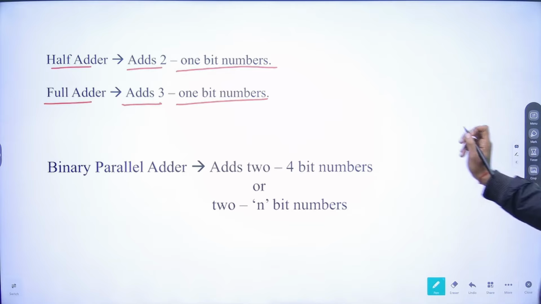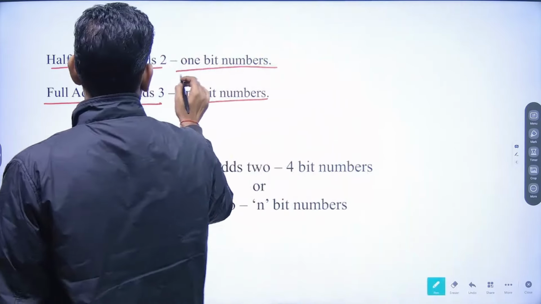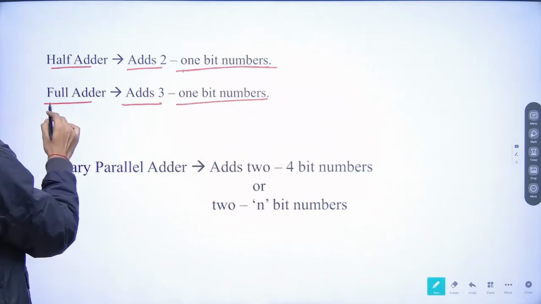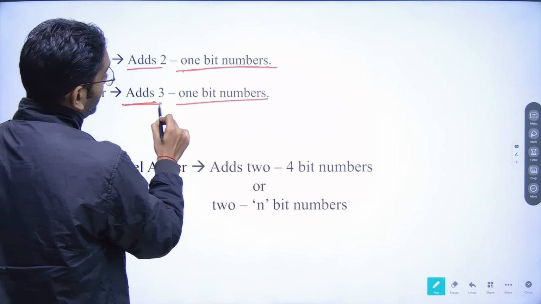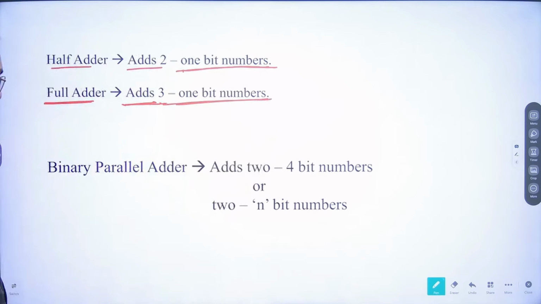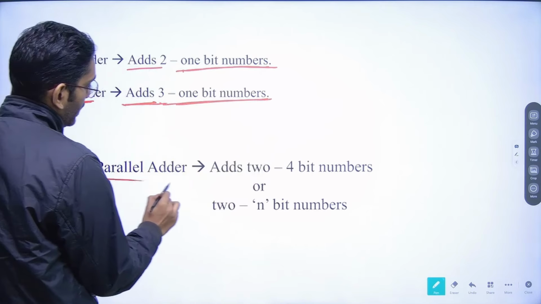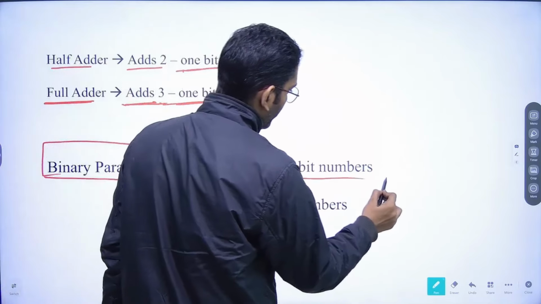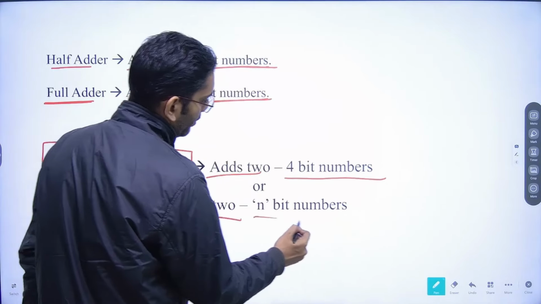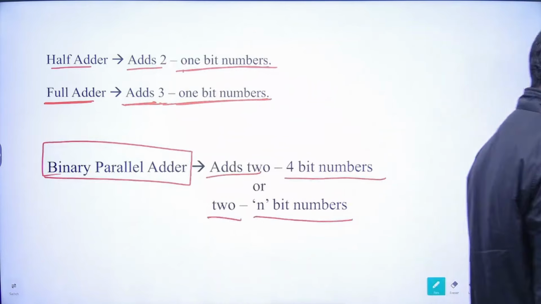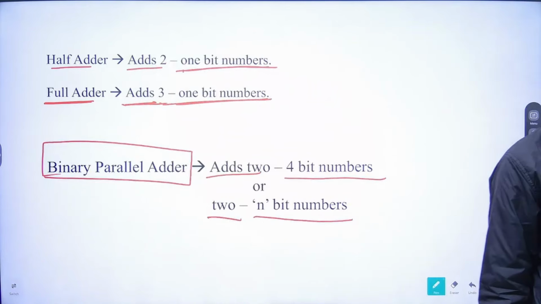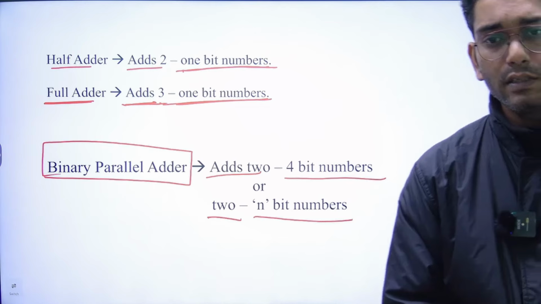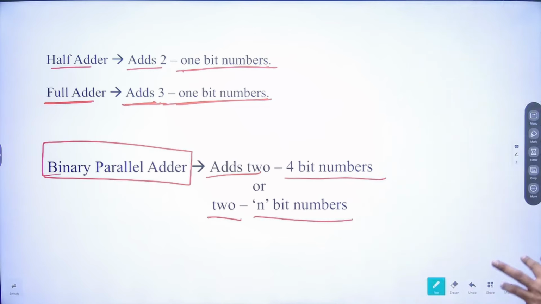So what a half adder does, it adds two 1-bit numbers, and what a full adder does, it adds three 1-bit numbers. And what does a binary parallel adder do? It adds two 4-bit numbers or two n-bit numbers. What is the functionality of the binary parallel adder? It basically adds two 4-bit numbers or two n-bit numbers.